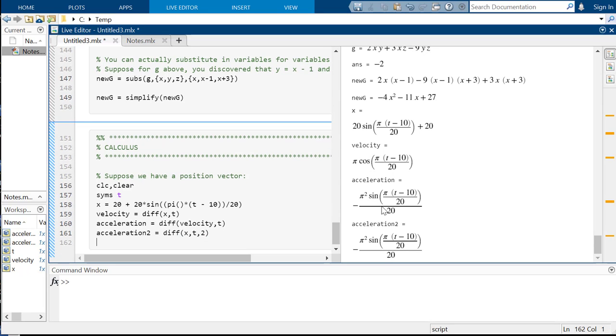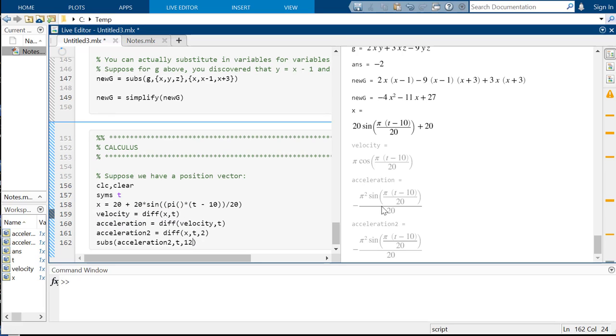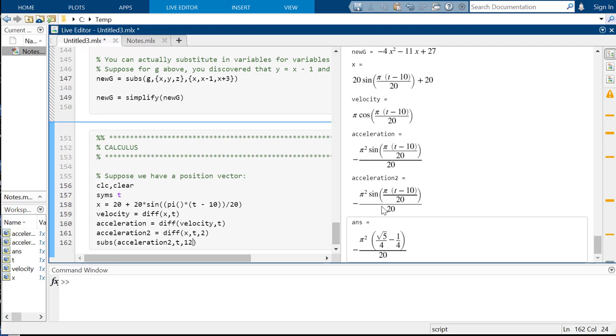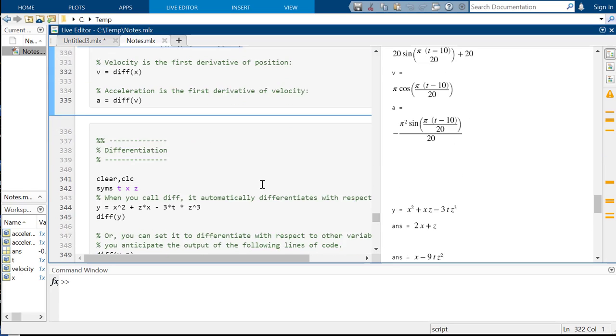And then from here, of course, you could do the substitution, acceleration 2, where everywhere I see a t, I'm going to put in a 12 seconds. So that would tell me, oh, at 12 seconds, I'm going that fast, which really isn't helpful. So I would have to double the substitution. So that would be my acceleration at t equals 12. So apparently I'm decelerating at t equals 12. But you can play around with that.